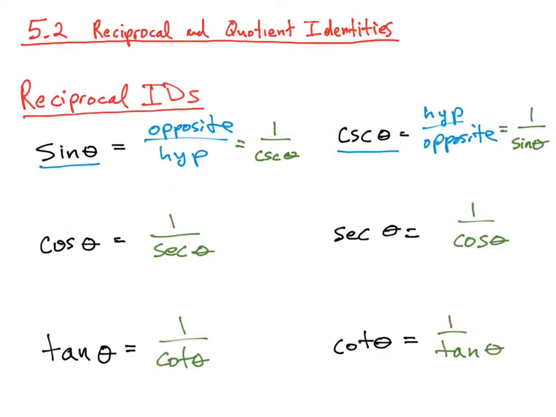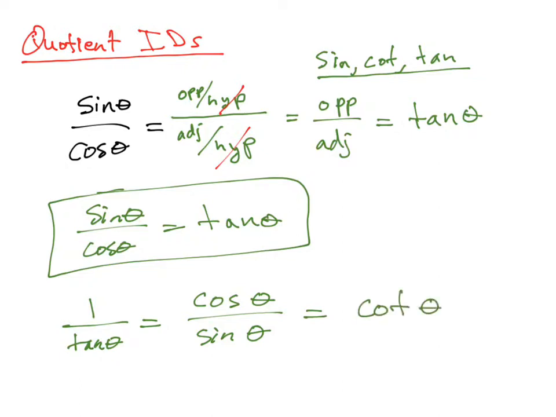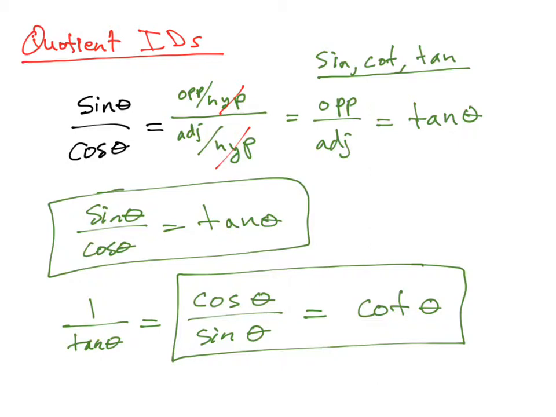And what we saw back here was that if we know cotangent, if we take the reciprocal of tangent, we can get to cotangent. So the reciprocal of tangent is 1 over tangent theta. That's just going to be the reciprocal, so cosine theta over sine theta, and that is equal to cotangent theta. So this is our second quotient identity.